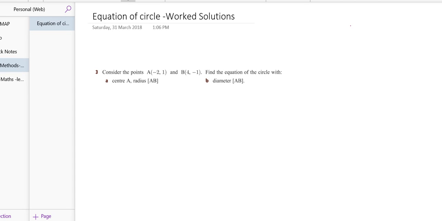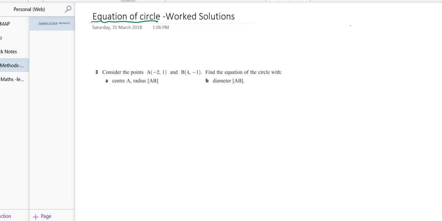Hi. In the previous video, you watched how we make the equation of the circle. So we are going to continue now working with some examples from the book on the equation of the circle.